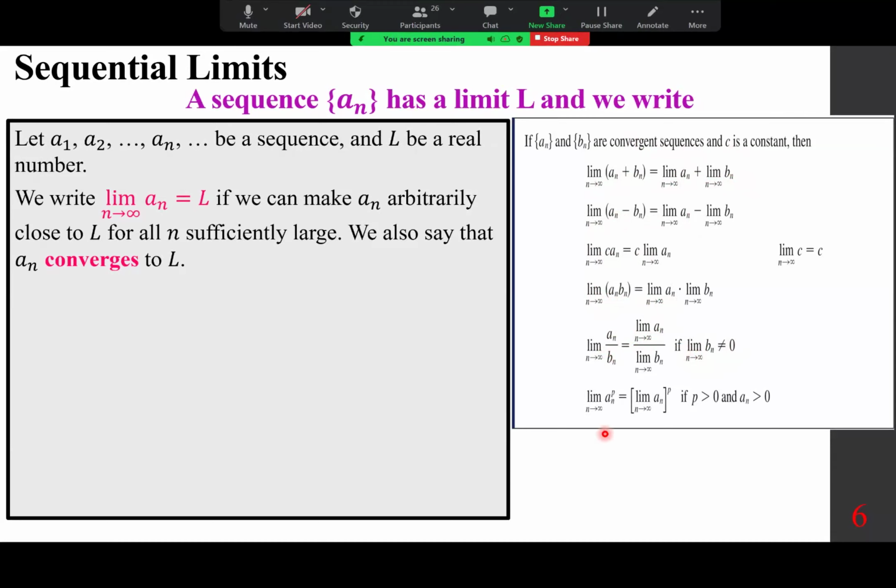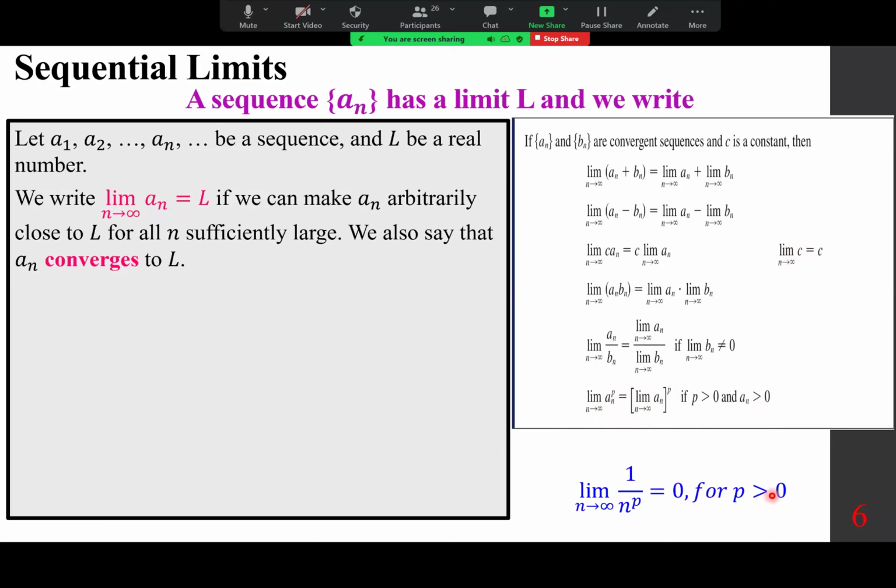If you have a power, then you can take that exponent outside. So the limit of h sub n to the power of p as n approaches infinity is the same as the limit of h sub n as n approaches infinity, to the power of p. P and h sub n are both positive. The limit of a constant, regardless of its value, is always that constant as n approaches infinity. For example, if it's 5, the answer is 5. If it's 10, the answer is 10, and so on and so forth.